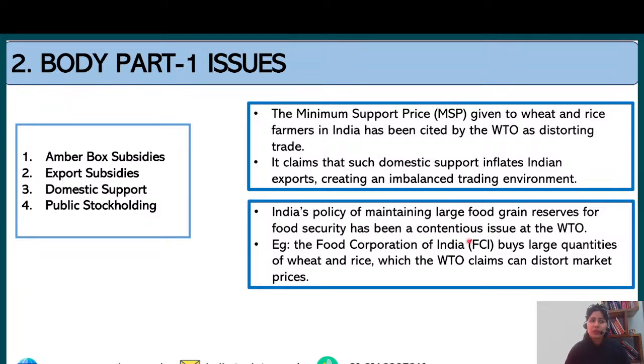For example, when there was a problem in Sri Lanka, like last year, for the past few years, Sri Lanka has not been in a good financial situation.